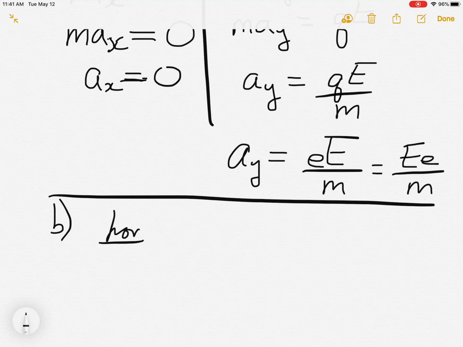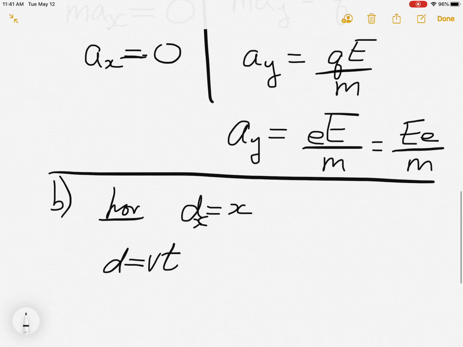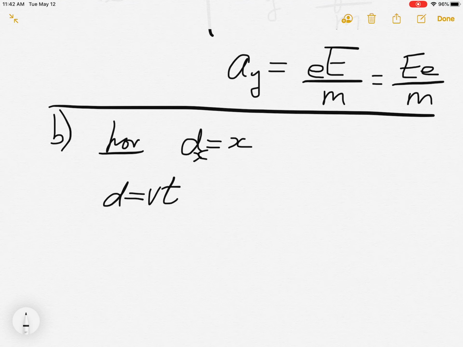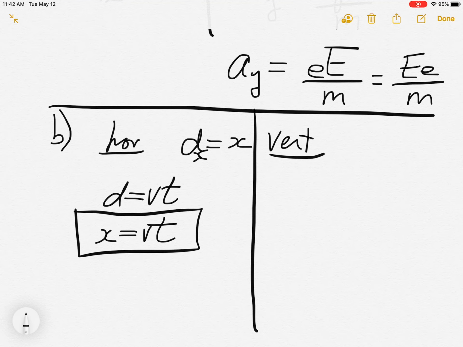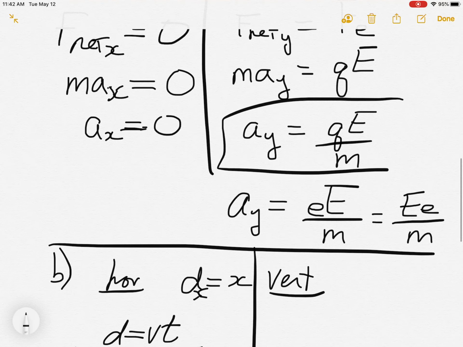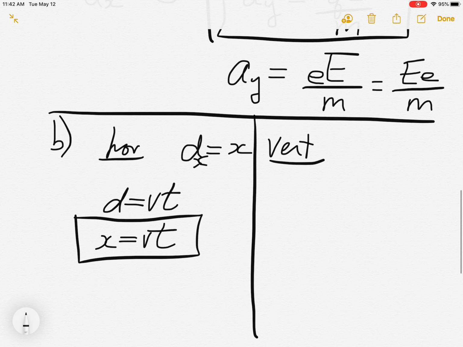Now, part B, you have to figure out displacements. So in part B, let's go to the horizontal displacement. What the paper does is instead of using a D, they use an X. So the horizontal D is just called X, so when you see X, it just means the distance, okay? Because horizontally the net force is 0, it's a D equals VT equation. No net force, no acceleration. So X equals VT. And that's exactly what they have for part B for the horizontal.